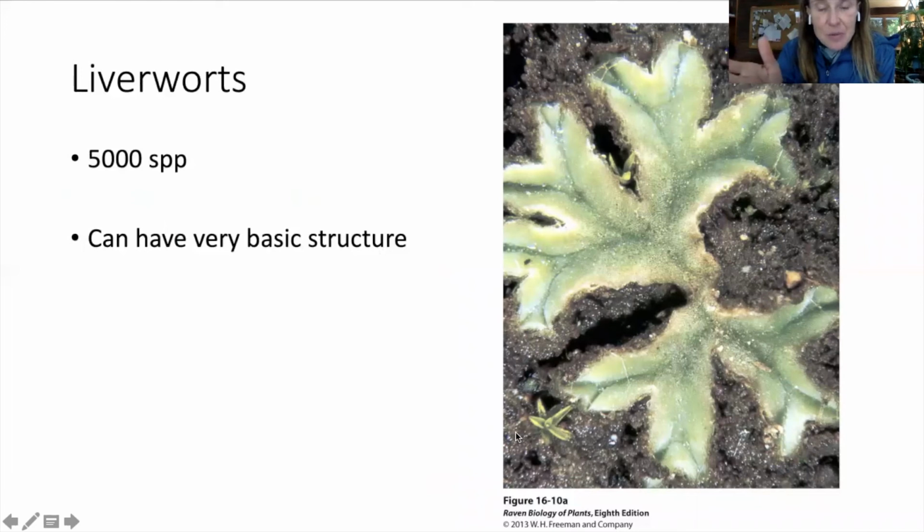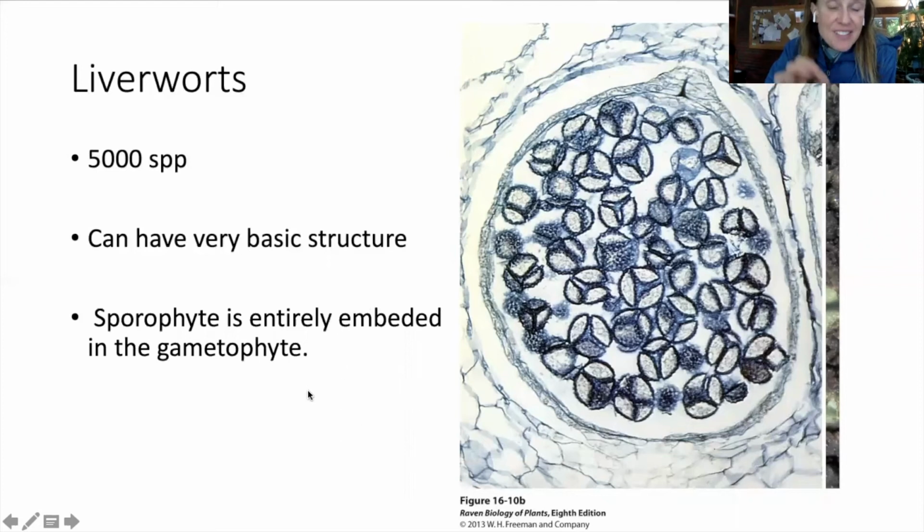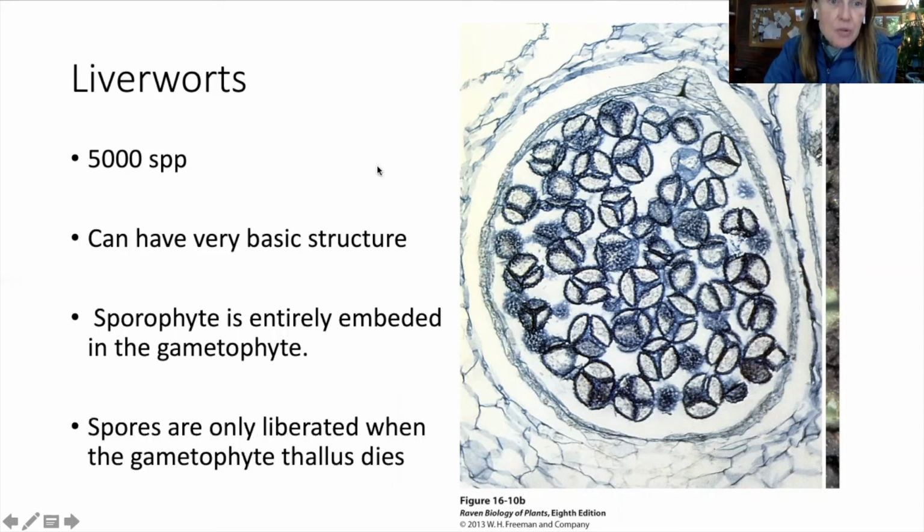Now I said it's mostly gametophyte. What we're looking at is a gametophyte generation. The sporophyte is so reduced that it's never actually released from the archegonium. This is an archegonium in the gametophyte full of sporophytes, and these sporophytes basically are just little capsules of spores. That's all they are. So they're very reduced, and they're entirely embedded in the gametophyte, and they're only released when the gametophyte breaks down. Spores are only liberated when the gametophyte thallus dies. So when the body of it dies, that's when they're released.